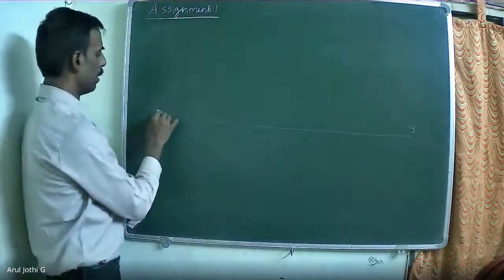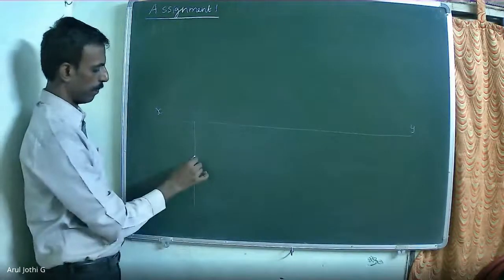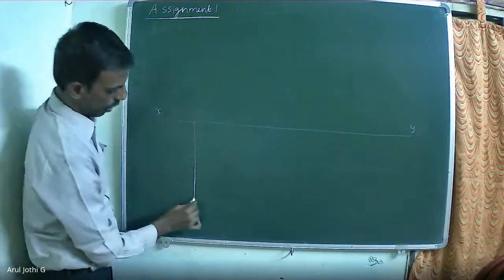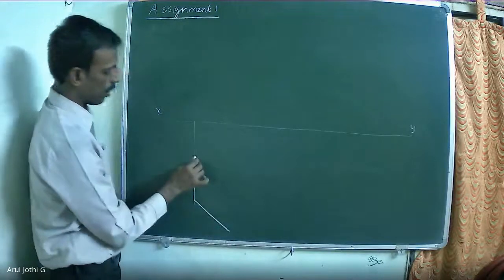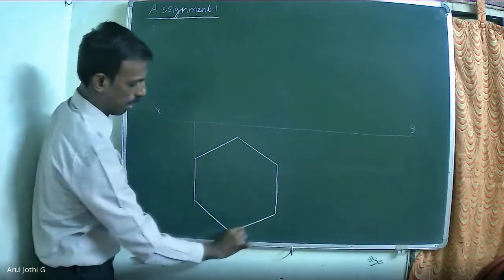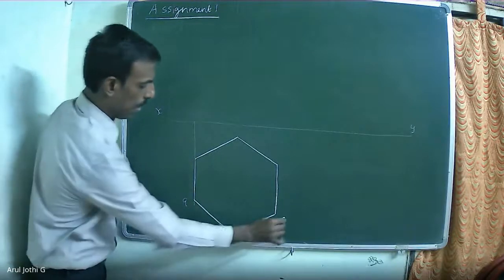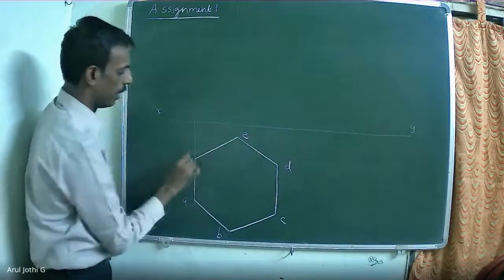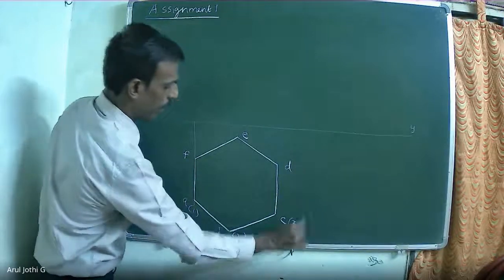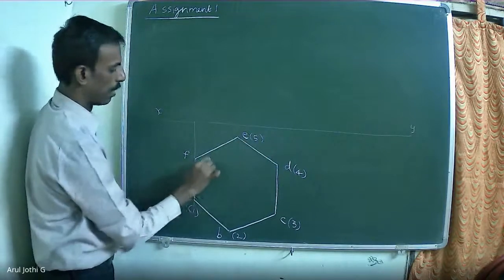Draw the hexagon, keeping one side of the hexagon in vertical position. In this orientation, you draw the hexagon in the top view. For the top hexagon, give the notation ABCD. For the bottom hexagon, you can give the notation either PQRS or 1, 2, 3, 4, 5, and 6.